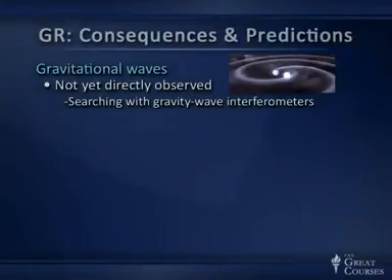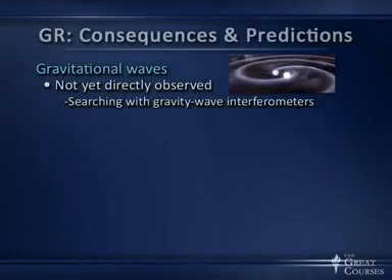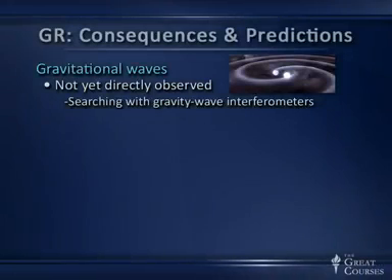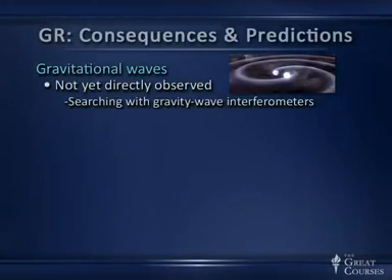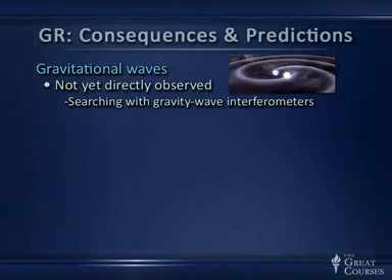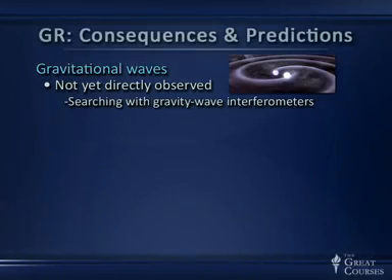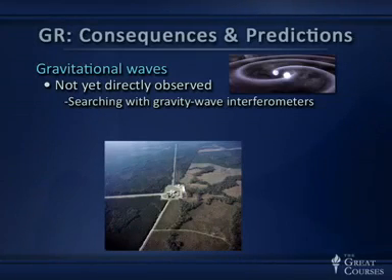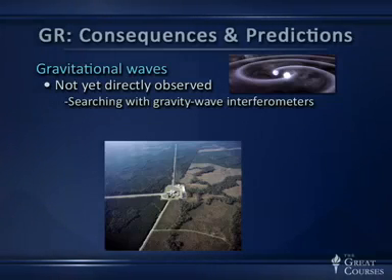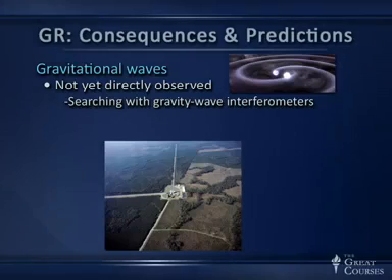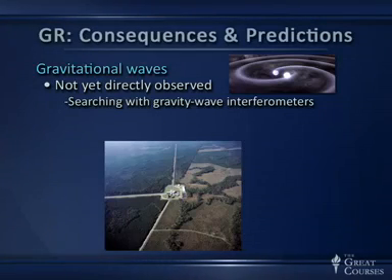Some other consequences and predictions. General relativity predicts ripples in space and time, which we call gravitational waves. We haven't observed them yet directly, but we're searching for them with giant interferometers that are like massive, lengthy versions of the Michelson-Morley experiment, basically. Here we see one in Louisiana, which has a companion in Washington State, and they're looking for coincidences of gravitational radiation as slight differences in those path lengths occur as these ripples in space-time come through.